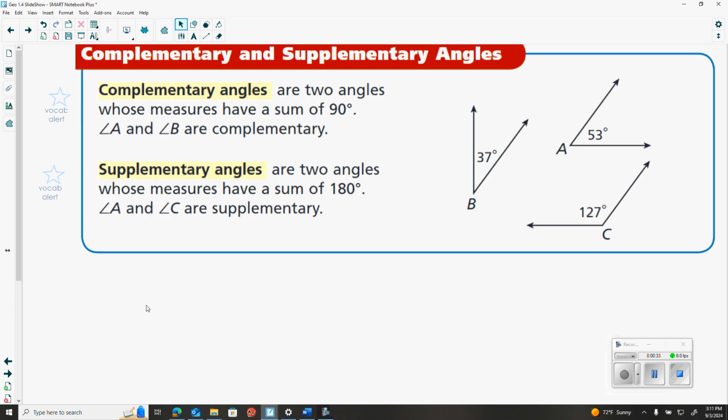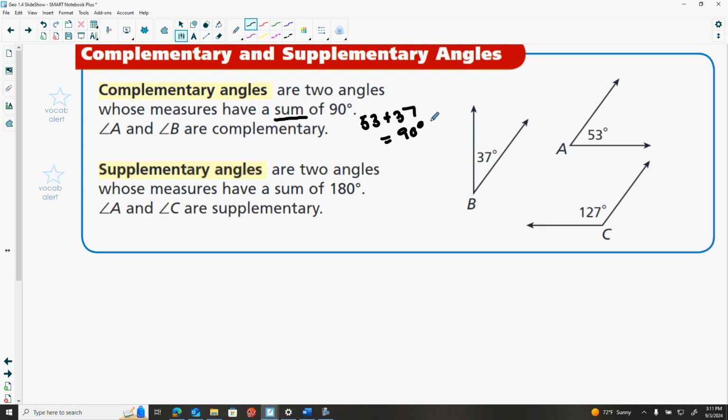First off, some vocabulary. We're going to talk about complementary angles and supplementary angles. Let's start with complementary angles. Complementary angles are two angles whose measures have a sum of 90 degrees. In this example, angles A and B are complementary because the two angles add up to 90 degrees. I can take the measure of angle A and the measure of angle B, which is 53 plus 37, and I'm going to get 90 degrees. It is not two angles that are 90 degrees. It is two angles whose sum adds up to 90 degrees.